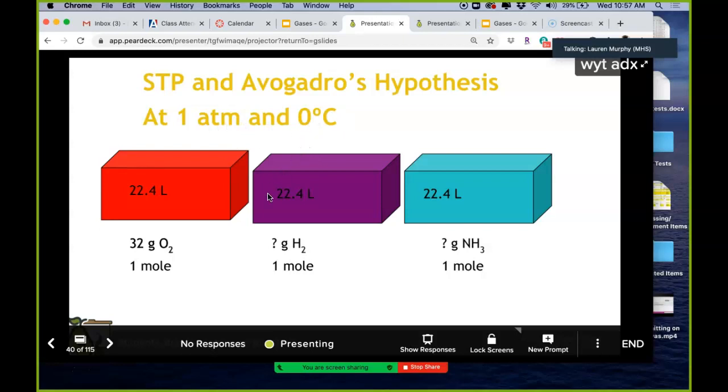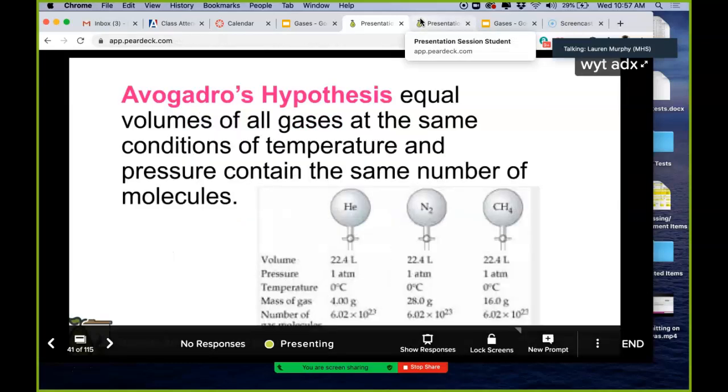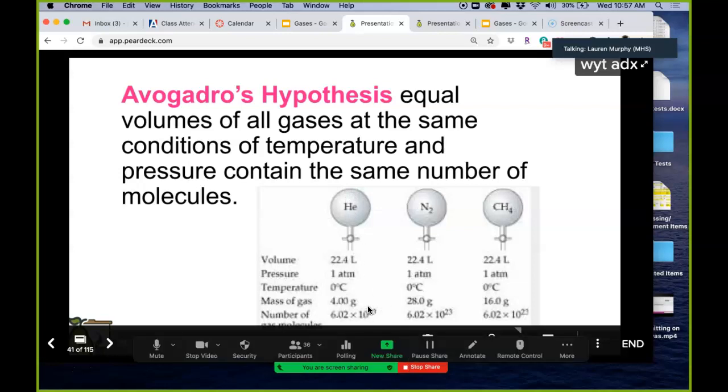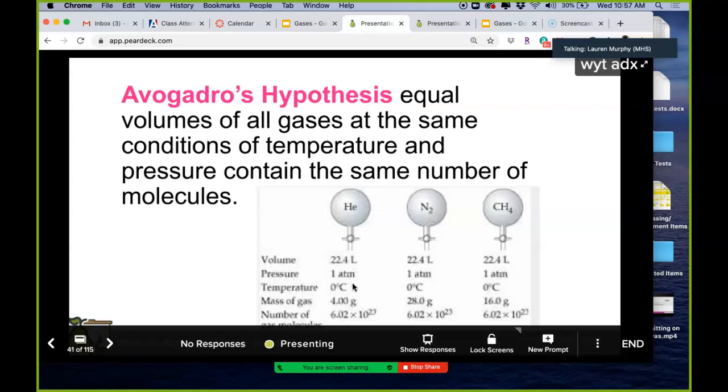Well, what else does that mean? 1 mole of anything is what? 6.02 times 10 to the 23rd of that thing. So 1 mole of helium and nitrogen and methane is 6.02 times 10 to the 23rd molecules of methane, and 6.02 times 10 to the 23rd molecules of nitrogen, and 6.02 times 10 to the 23rd atoms, I should say, of helium. But these are all at STP, 1 atmosphere, 0 Celsius, or 273 Kelvin.